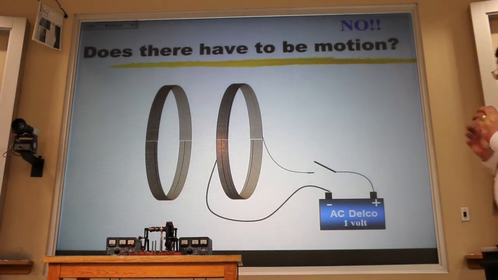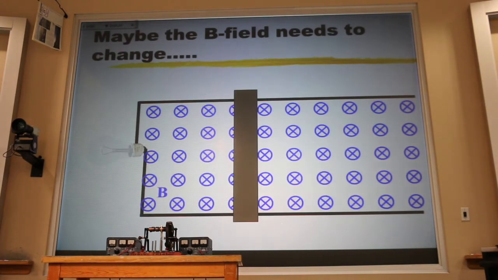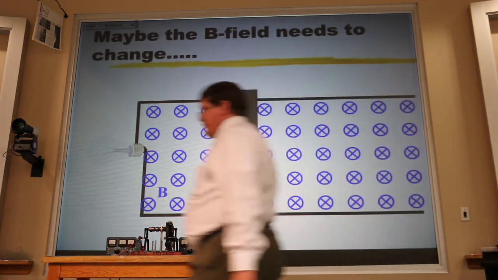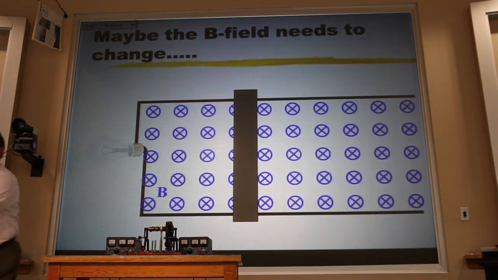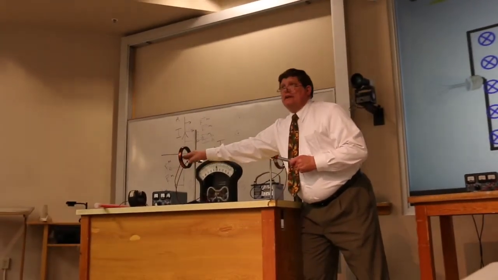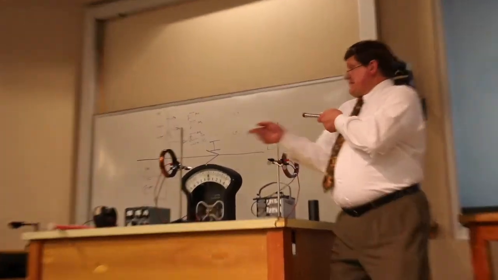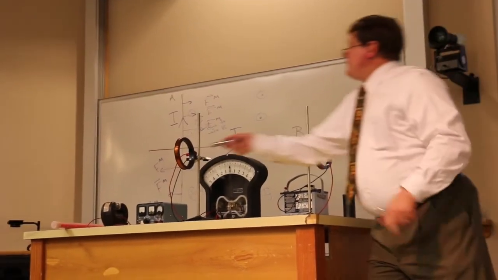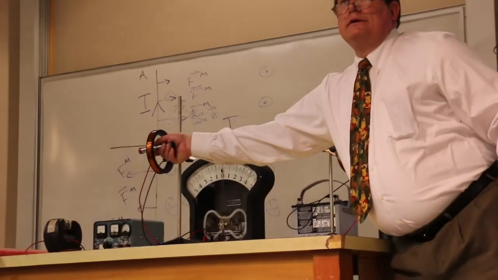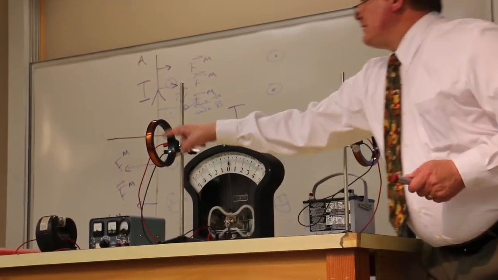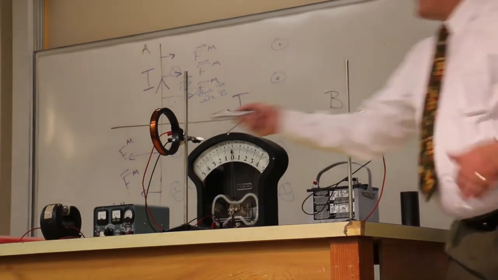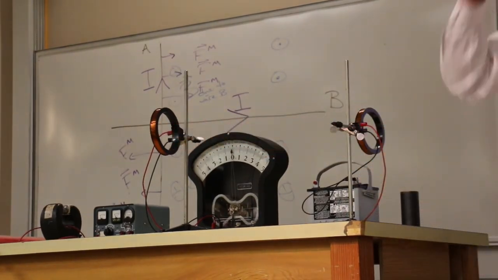Okay? Now, what about this? Maybe the B field has to change. Think about that for a minute. With our first experiment, we were taking this permanent magnet and we were changing the magnetic field strength inside that copper loop. It's very weak when it's over here. It's very strong when I put it in the loop. And then I make it weak again. So I'm changing the field strength inside the loop from weak to strong to weak again, and that generates this current.